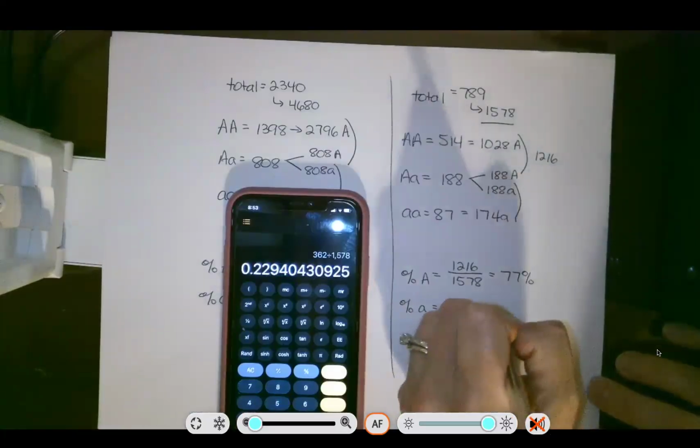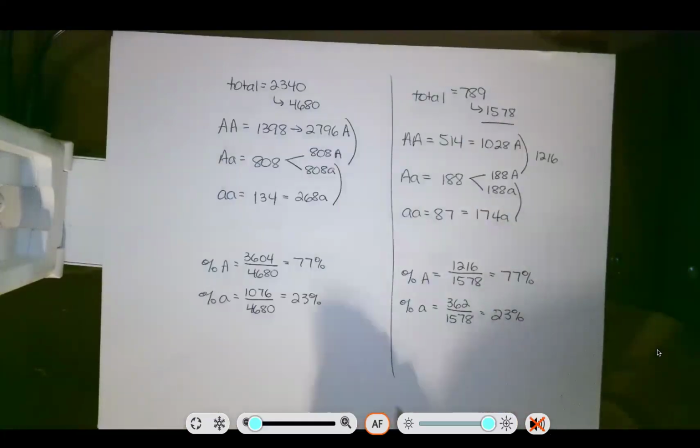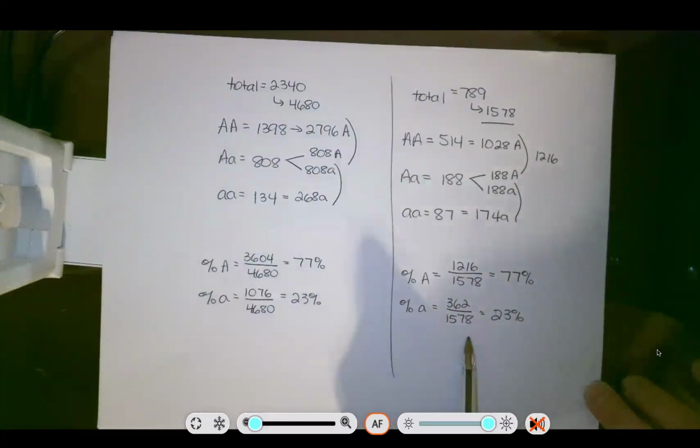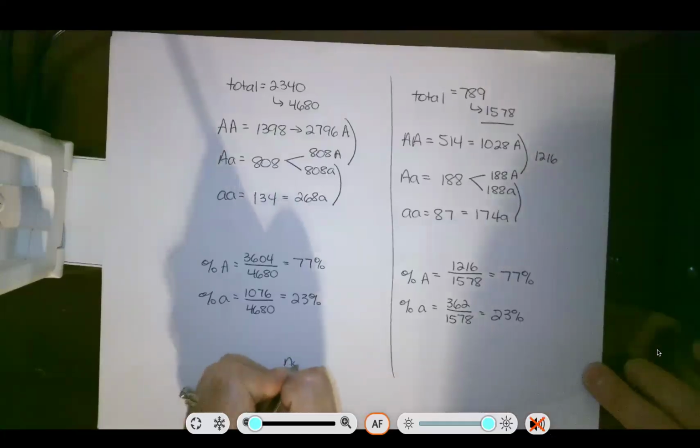And that is 23%. And so because the numbers have stayed the same, so this was maybe in 1960 and this was in 2000 or whatever, they've stayed the same over time, then we would say that this is not evolving.